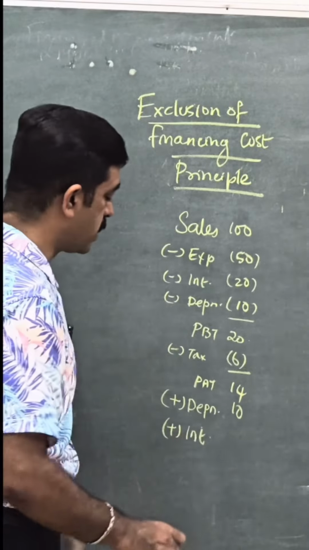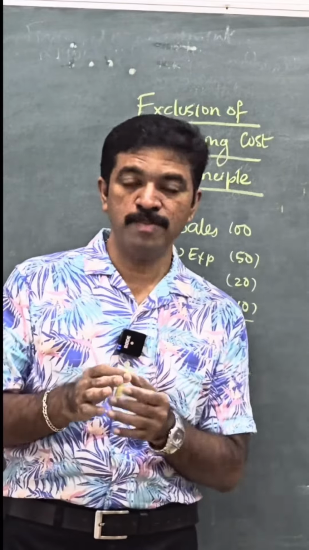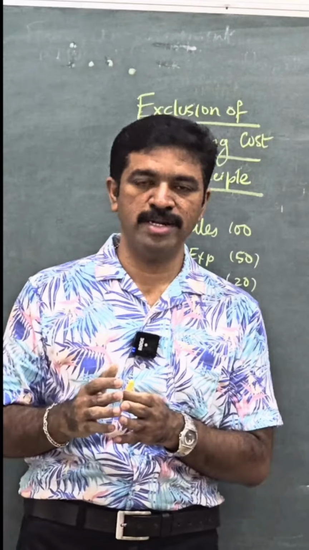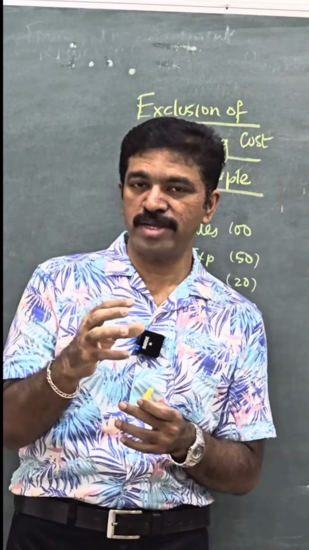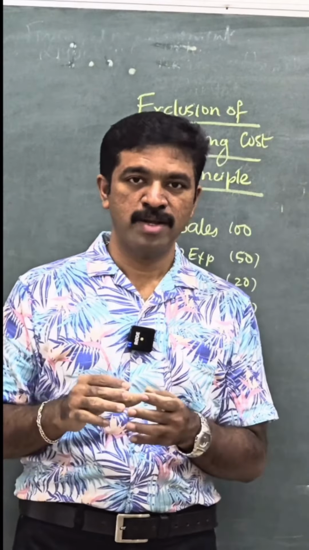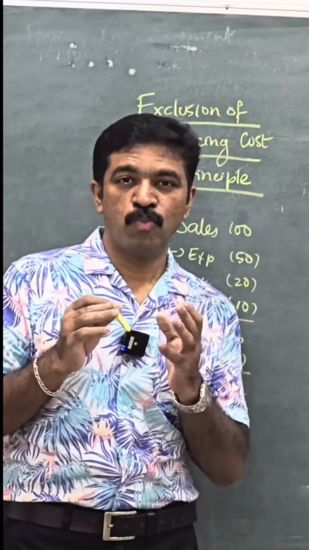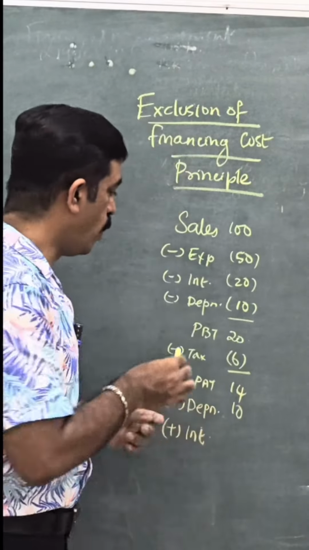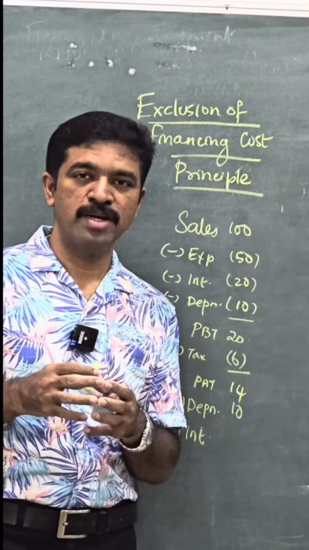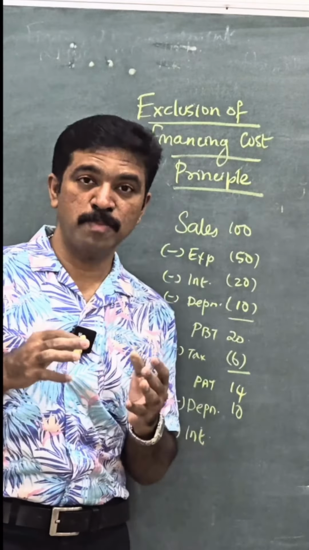We are adding back interest because of this exclusion of financing cost principle. Why? Because this interest is already factored in the discounting rate and we'll be using that rate for finding the present value of cash flows. You'll understand that a little later. But while adding back, there is a caution. So what amount should I add back? What I have subtracted here, minus 20. So how much should I add back? Should I add back the same 20? Answer is no. That can be misleading.